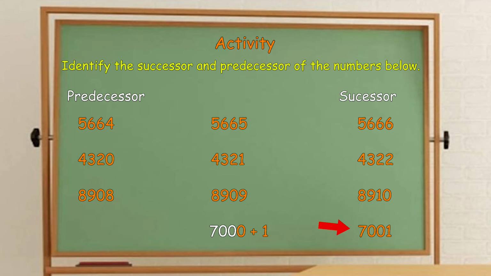The predecessor for 7,000 now is a little different. We are subtracting 1 from 7,000. And if you were to subtract 1 from 7,000, that would give us 6,999. 6,999 would be the predecessor for 7,000.